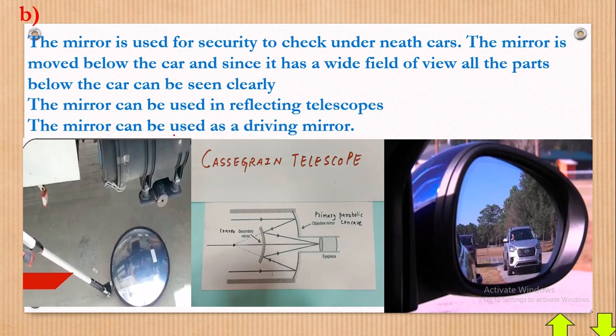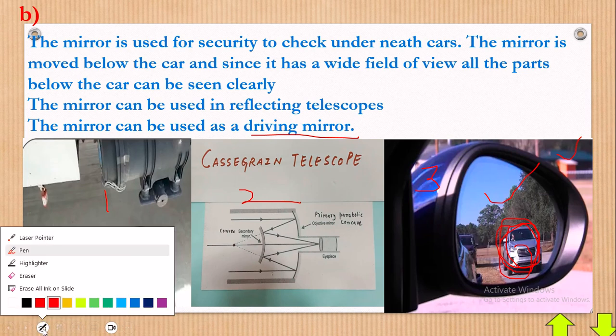Now they're saying the mirror can be used as a driving mirror. Yeah, we have it right in picture 3. Maybe someone's just seeing picture 1, picture 2, and picture 3. In picture 3, I think someone is seated inside here, but can easily see a car coming right behind him or her. So that's what we call it can be used as a driving mirror. This one is also a convex mirror right there.